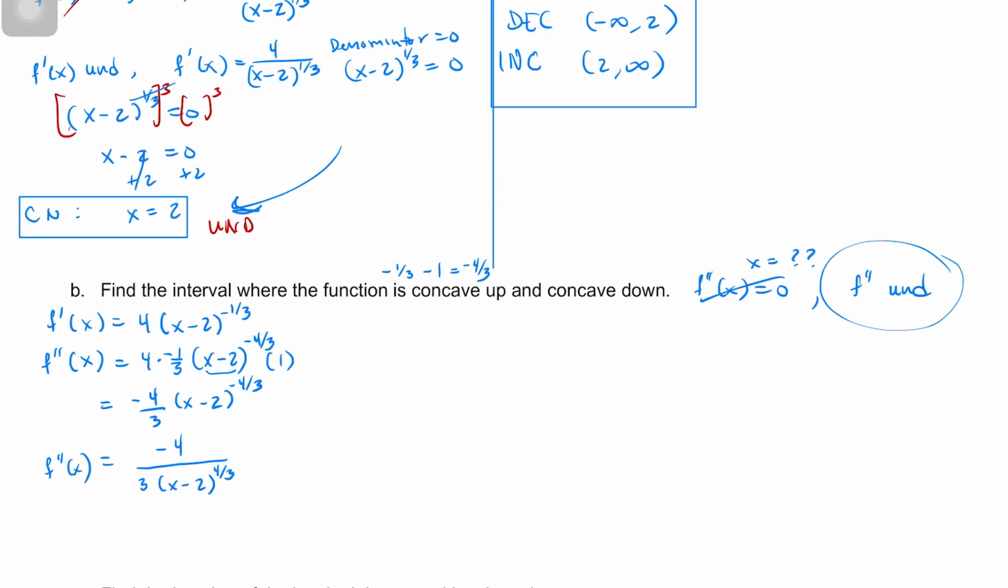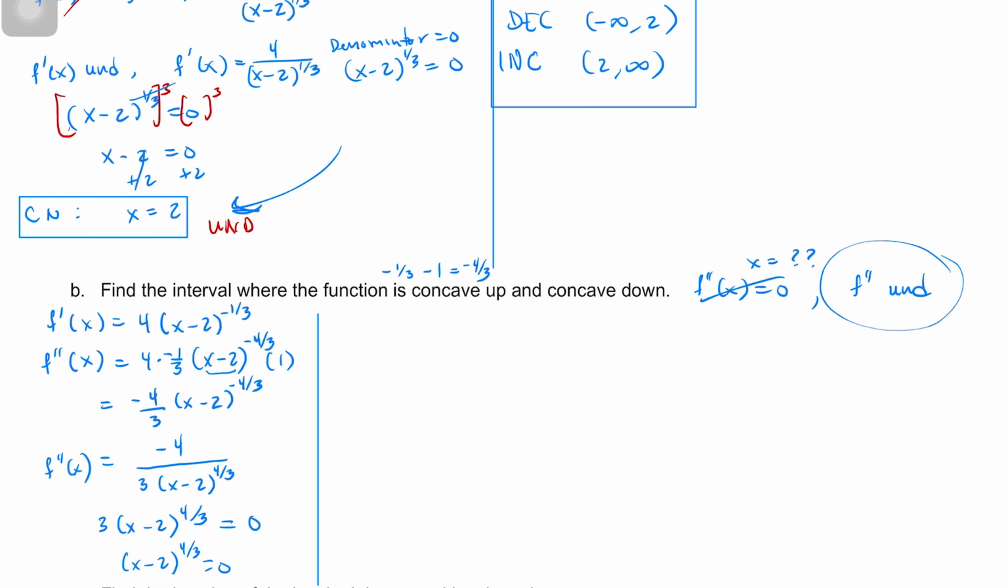And that's going to happen whenever the denominator is equal to 0. So take this and set it equal to 0. So let's take 3x minus 2 to the 4/3, set it equal to 0. We are dividing both sides by 3, right? And then taking the power, right?